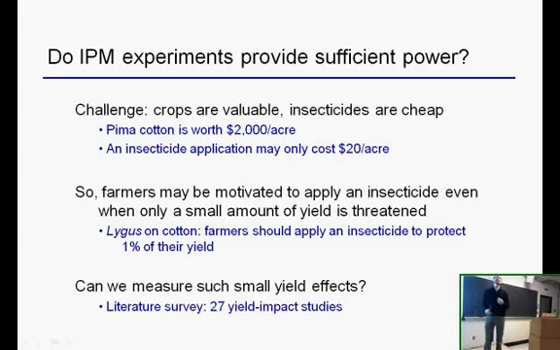A typical insecticide application that a farmer might contemplate using to protect that crop is very cheap. It might only cost $20 per acre. That includes both the cost of, let's say, flying an airplane around and the cost of the material itself. So here's the rub then. The farmer is going to be motivated to apply that insecticide if he thinks he can protect $20 worth of that crop. And that represents only 1% of the total yield in that crop, right? $20 out of 2,000 is 1%.